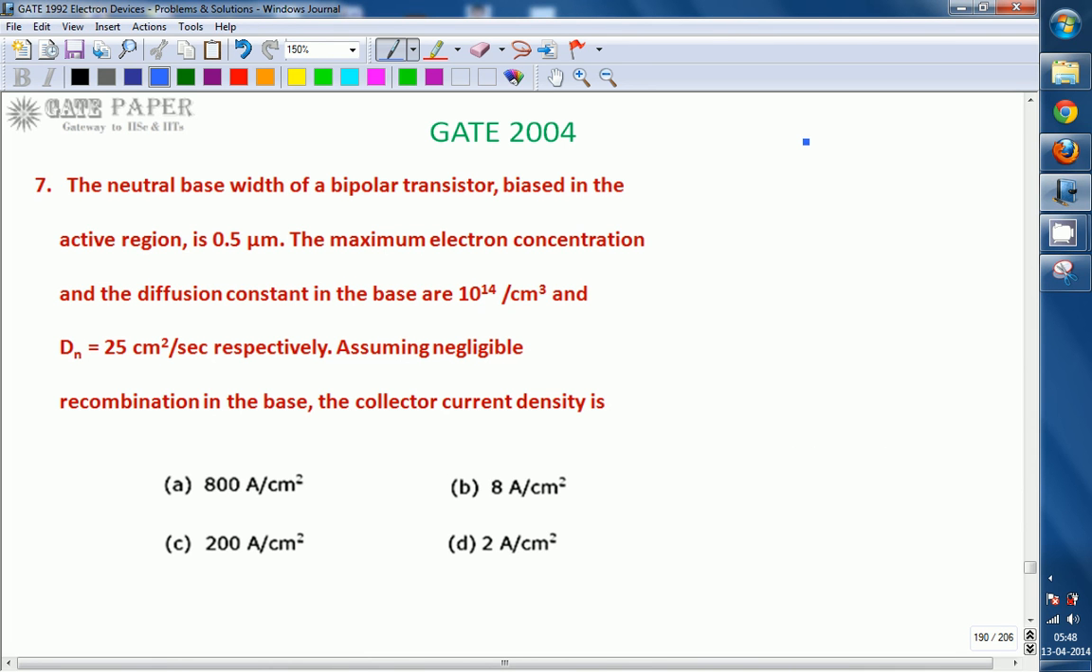Hello, we are discussing the GATE 2004 ECE paper, and the question is related to electronics. The neutral base width of a bipolar transistor biased in the active region is 0.5 micrometers. The maximum electron concentration and diffusion constant in the base are 10 power 14 per centimeter cube and DN equal to 25 centimeter square per second respectively. Assuming negligible recombination in the base, we are going to calculate the collector current density. So we will see.